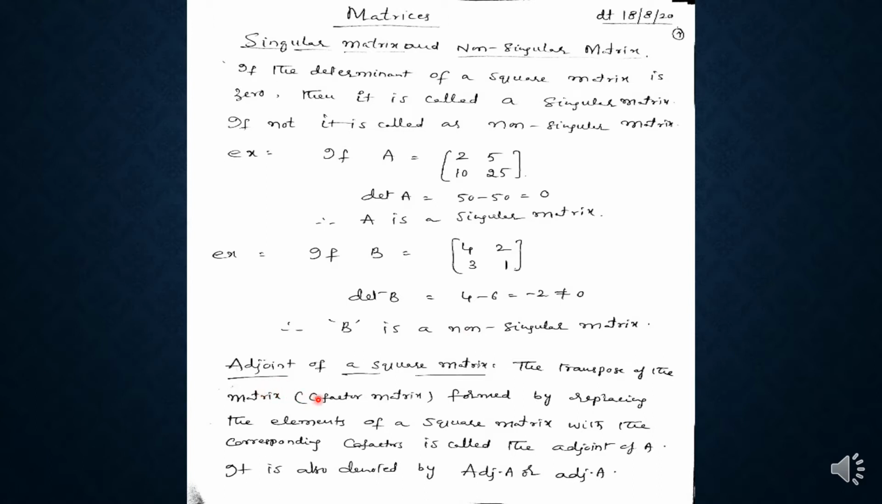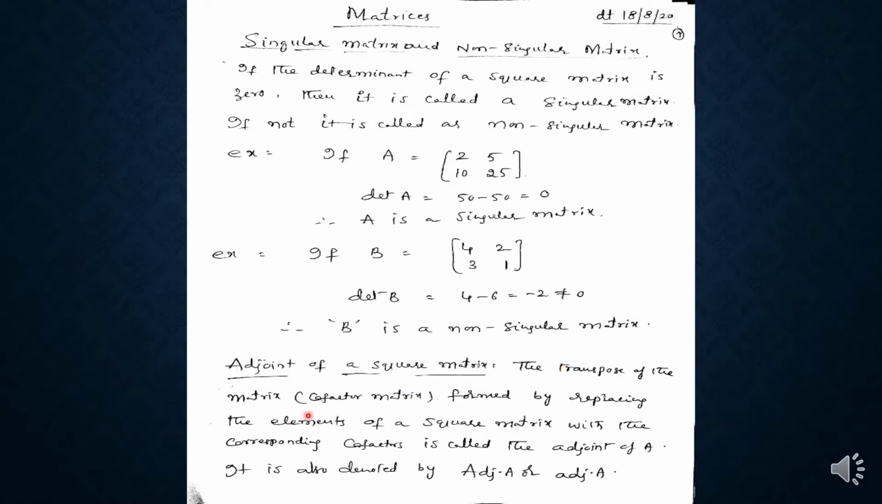Next, what is the adjoint of a square matrix? The adjoint of a square matrix can be obtained by transposing the cofactor matrix of the given matrix. We know that each element has its own cofactor. So after finding all the cofactors of all elements, by replacing the elements by the corresponding cofactors, that is called the cofactor matrix. By transposing that cofactor matrix, we will get the matrix which is called the adjoint matrix.